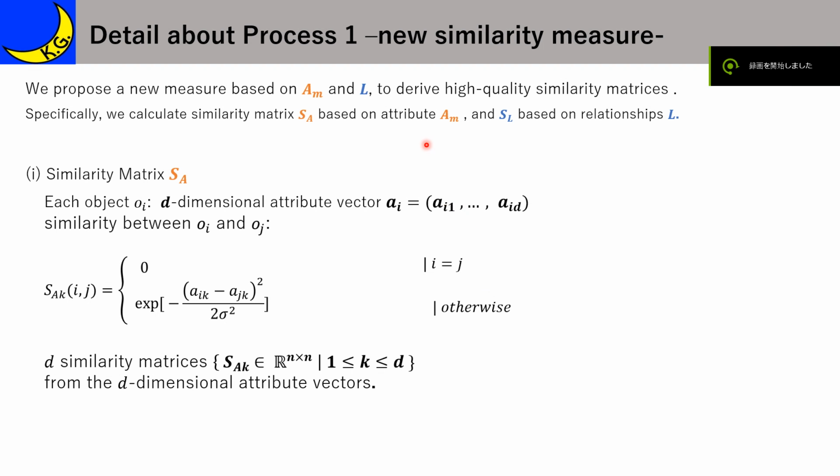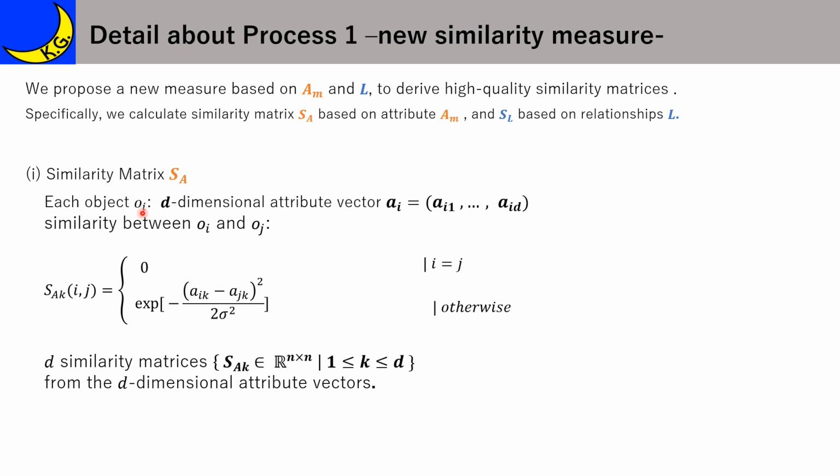Now, I'd like to talk about the first process in some following slides in detail. We propose a new measure based on AM and L to derive high-quality similarity matrices. Specifically, we calculate similarity matrix SA based on attribute AM and SL based on relationships L. First, I'm going to talk about how to derive similarity matrices SA.